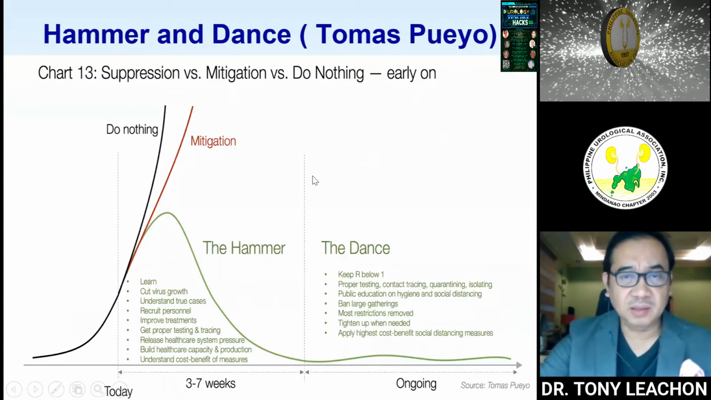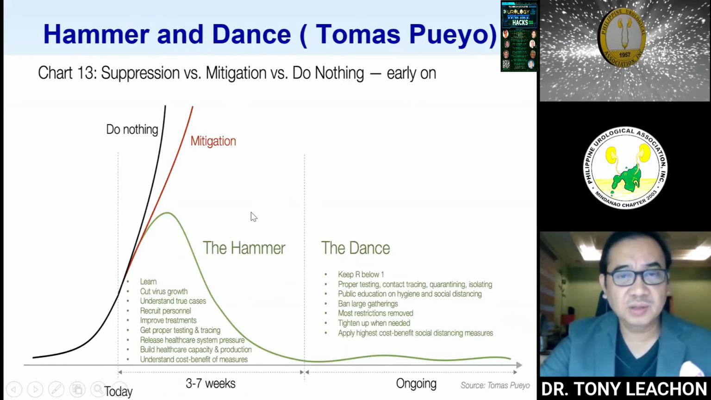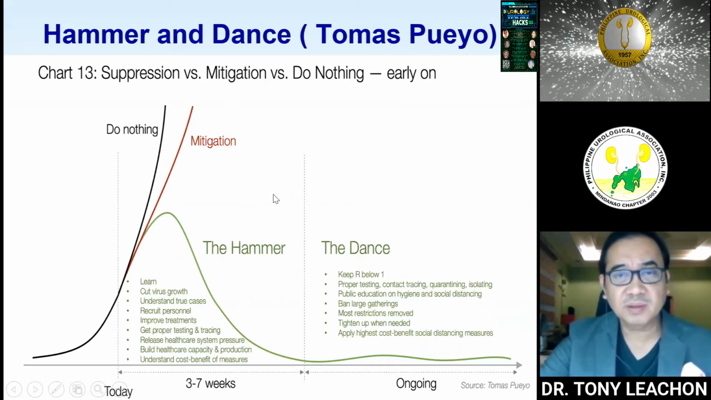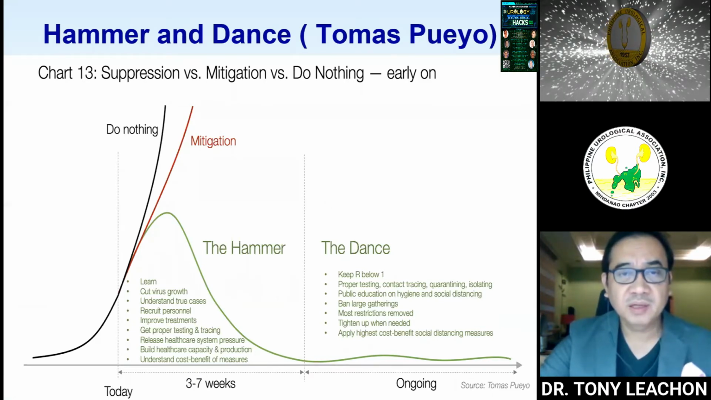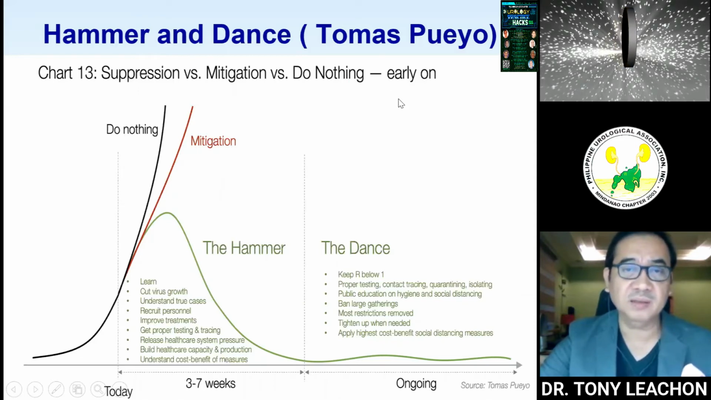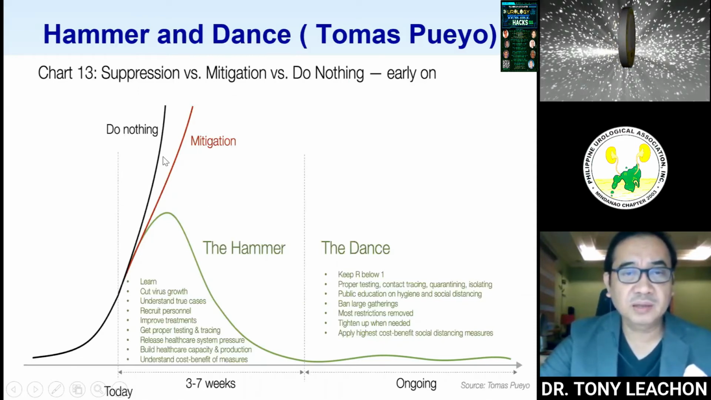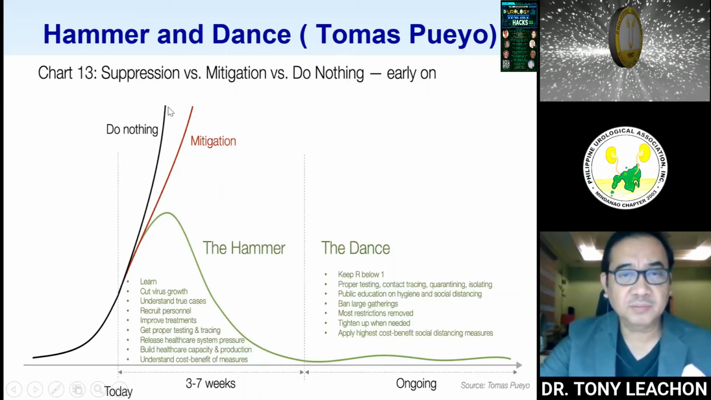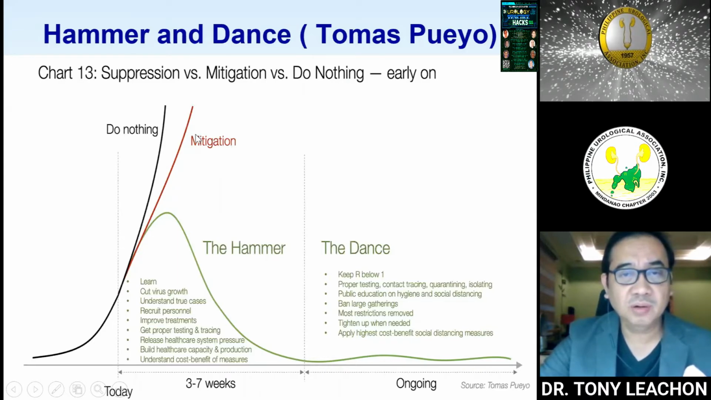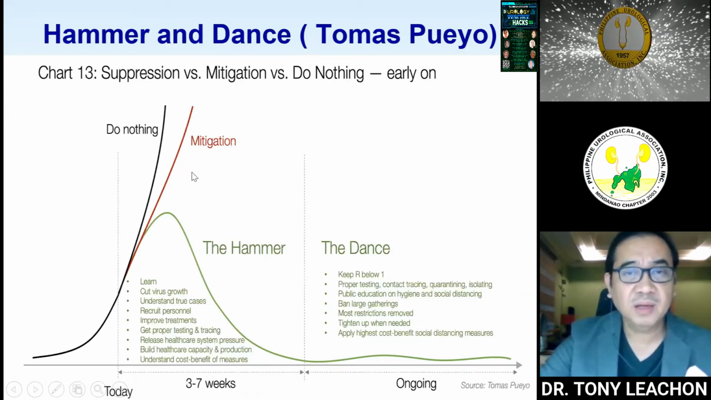When I was a member of the National Task Force, on my third day, I presented this particular concept, the hammer and dance concept. This was published by well-known social writer Thomas Pueyo. It's basically about suppression versus mitigation versus doing nothing. If you do nothing, you will have a steep curve. But when we do mitigation, we will actually do suppression or mitigation, and of course, reduction of the cases.